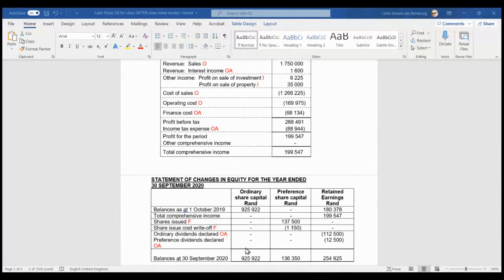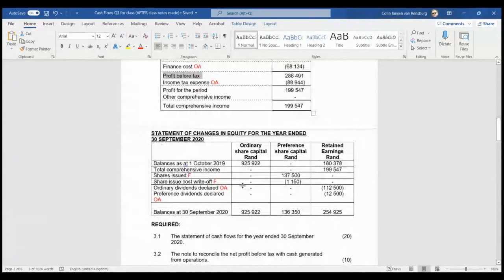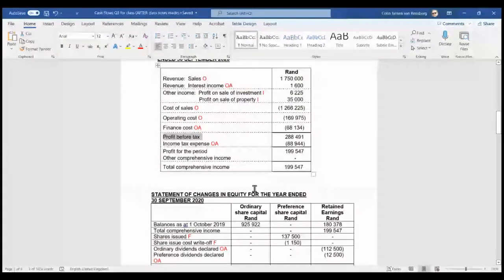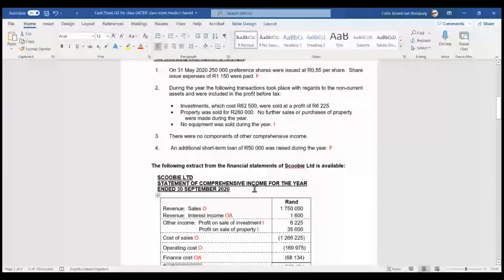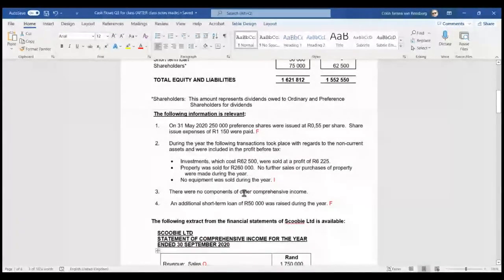Okay, so now we've looked at the items in our statement of comprehensive income. We've looked at the items in our statement of changes in equity, but now we must still go and have a look at the items in our notes. Now, as we said earlier today, we haven't actually got the notes to the financial statements, but they've provided us with some figures and some facts here that basically come from the notes. So, ladies and gents, let's go and have a look at our notes here.